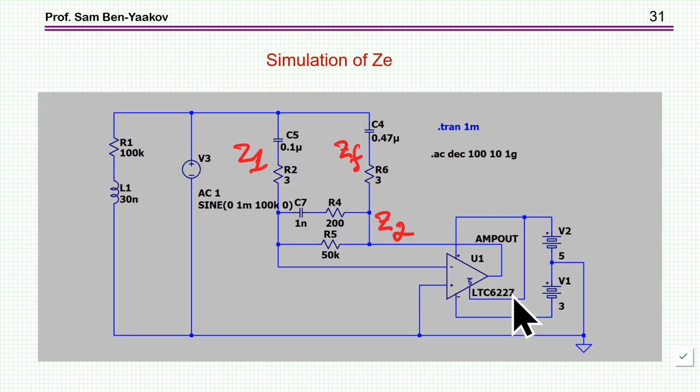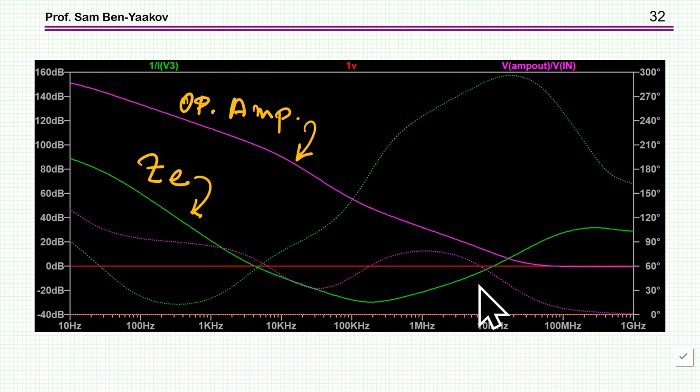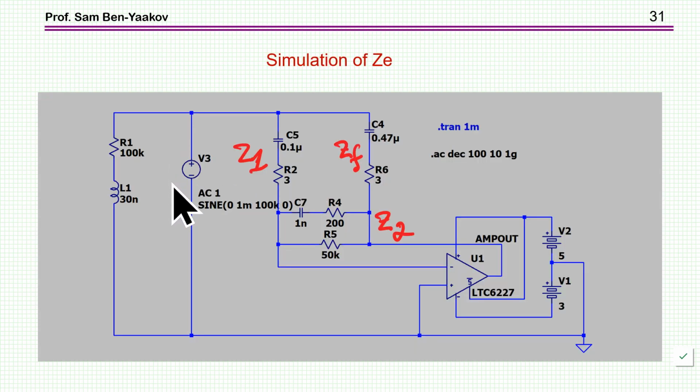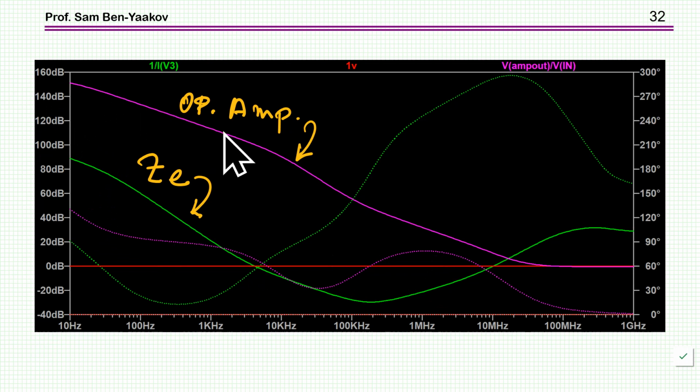So I've chosen this amplifier, which is supposedly of high bandwidth, and we'll see that. I found it in the LTspice library. So here it is. Let's first of all look at the operational amplifier itself, the open loop. Once I'm injecting here a signal, I can look at the ratio between the output and input of this amplifier, so I can actually tell what is the open loop gain of this amplifier. So here it is. This is the open loop gain.